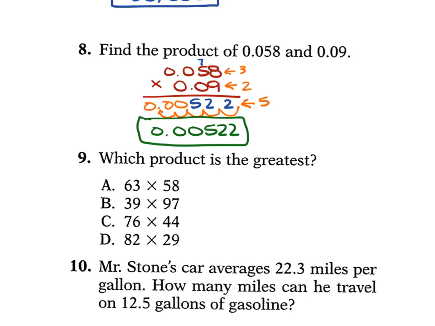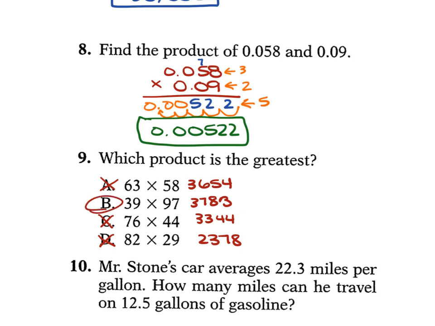9 asks, what product is the greatest? So if we were to multiply all these out, I'm not going to make you multiply them all out. I'm going to actually give you the answers to these. The 63 times 58 gives us 3,654. The 39 times 97 gives us 3,783. So right now, that second one is greatest. The 76 times 44 gives us 3,344. So that one's not going to work. And then we have 82 times 29. So that one is 2,378. That one does not work either. So B is our answer.